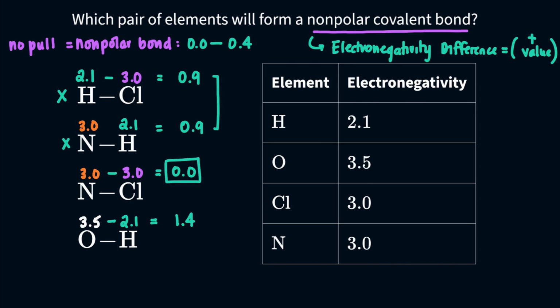This is the lucky value. If you have no difference, nobody wins, nobody loses. You can think of electronegativity differences as winning the game, right? Winning the soccer match or whatever your favorite sport is.